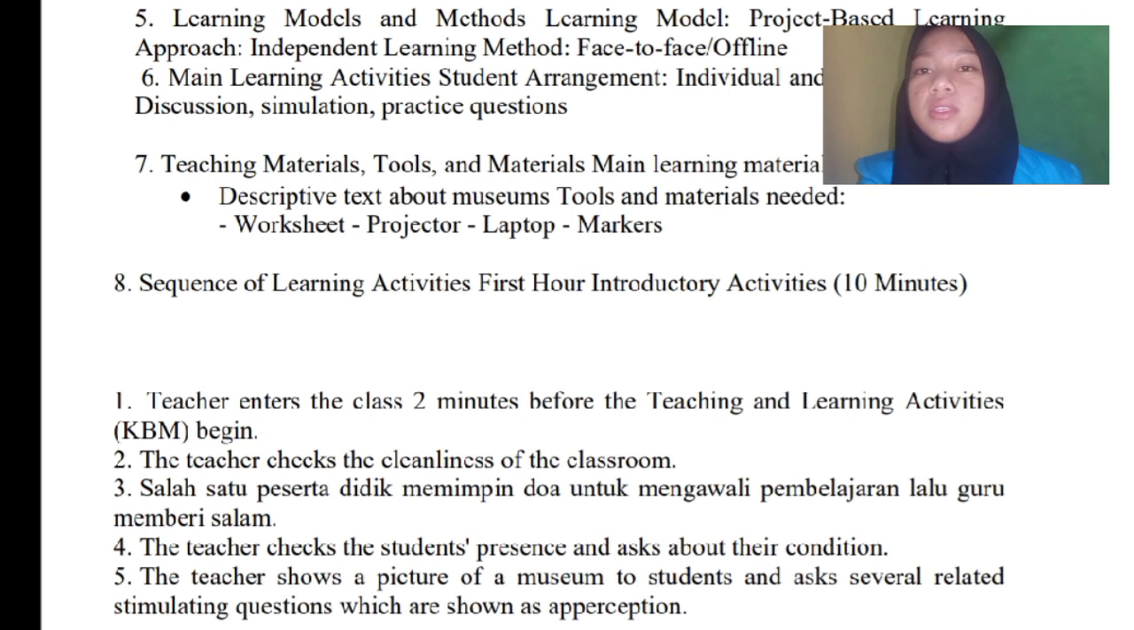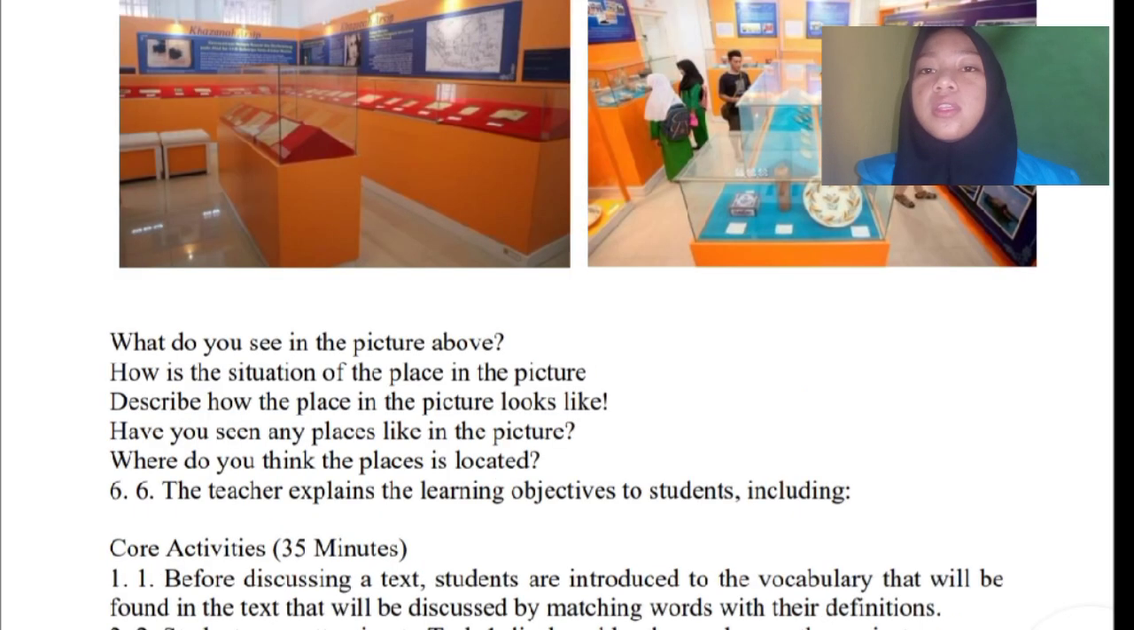Seven. Sequence of learning activities. First, introductory activities, 10 minutes. Opening activity. At the beginning of the lesson, the teacher greets the students and checks their attendance. Then, the teacher shows a picture of a museum to get student attention. Students are asked simple questions about what they can see in the picture.